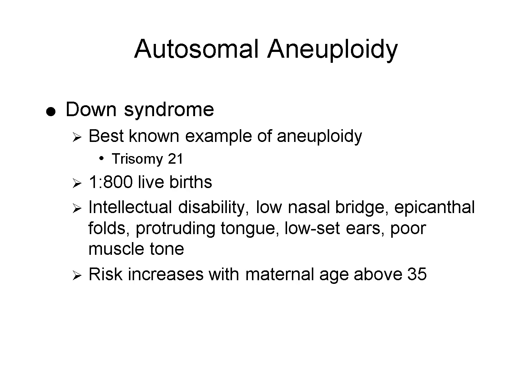Down syndrome is the best known example of aneuploidy and is caused by an extra copy of chromosome 21, a condition called trisomy 21. It occurs in about 1 out of every 800 live births. Individuals with Down syndrome often experience intellectual disability, along with physical features such as a low nasal bridge, epicanthal folds, a protruding tongue, low set ears, and poor muscle tone. The risk of having a child with Down syndrome increases significantly when the mother is older than 35 years.